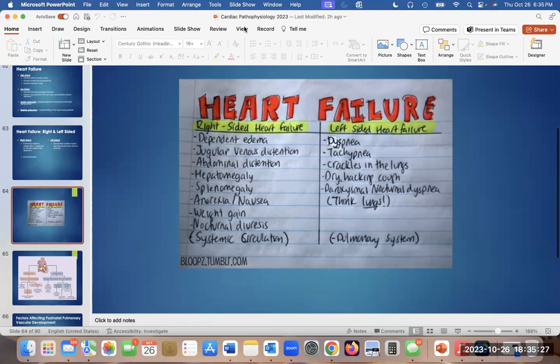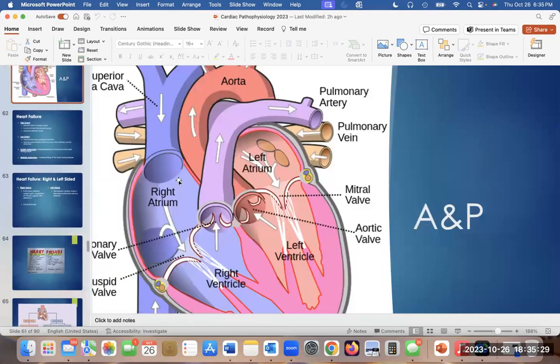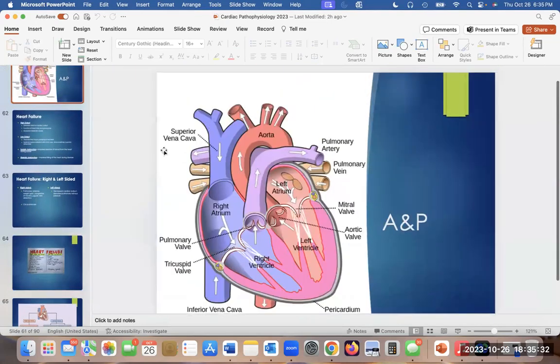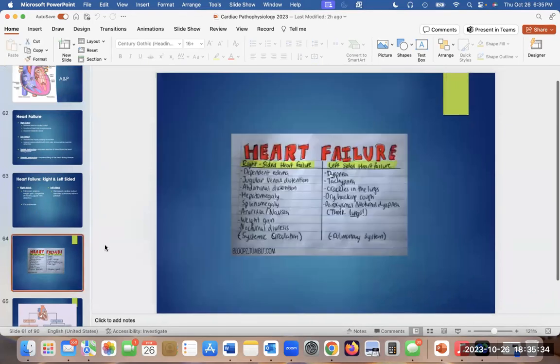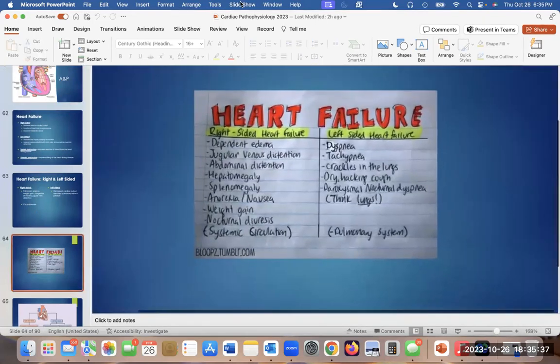Right-sided, looking back at that anatomy, is going to go back into the body, right? So when it goes back into the body, you're going to have edema. You're going to have JV distension, which is a vein in your neck. You're going to have abdominal distension. You're going to have spleen and liver enlargement. That's what hepatomegaly and splenomegaly stand for, because when the blood flow backs up, the liver and the spleen are right there. So that fluid starts going into the spleen and the liver and causing them to swell.